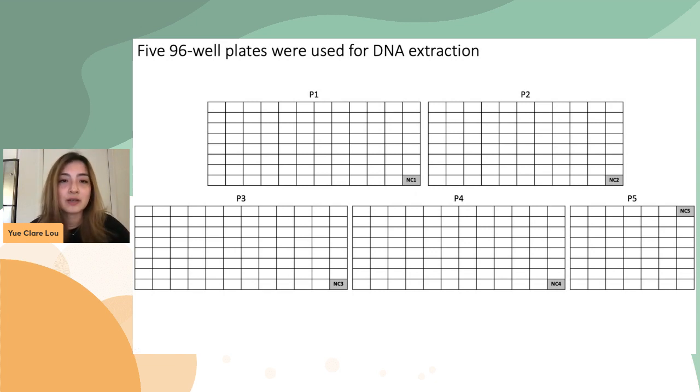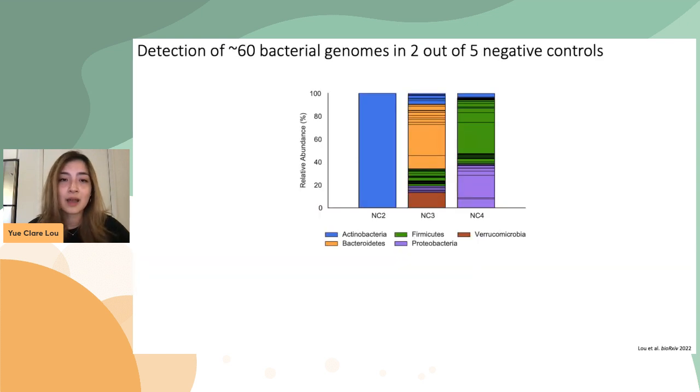When there's no contamination, you would not expect to see any organisms in these negative controls. That was the case with NC1 and also NC5. However, we saw at least one organism in NC2, NC3, and NC4. Here I'm showing you the taxonomy breakdown of the genomes that were detected in these 3 negative controls. These genomes are colored by phylum, and the black lines represent individual genomes within each corresponding phylum. As you can see, while NC2 only had 1 genome, NC3 and NC4 had about 60 bacterial genomes.